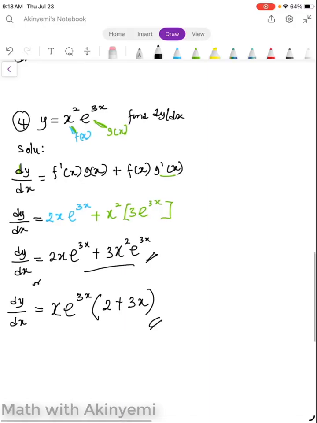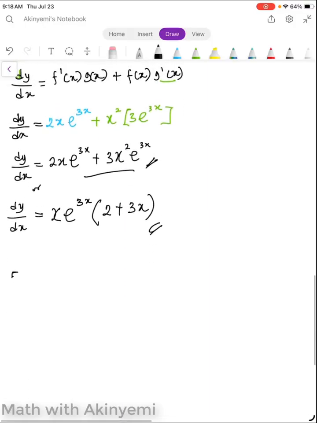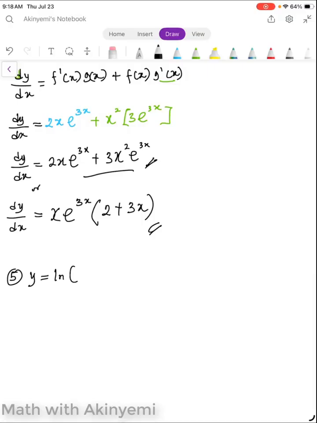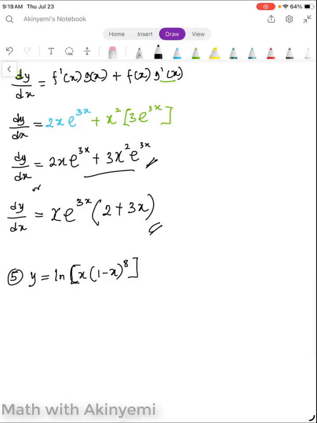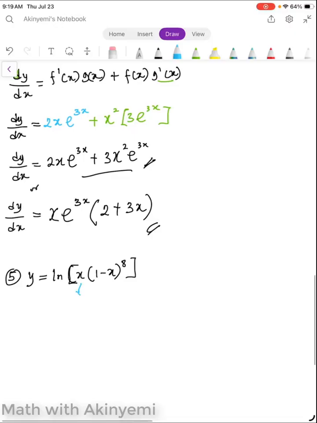And another one, let's do the log problem, question 5, the logarithm problem. So we have y equals the natural log of x into bracket 1 minus x raised to the power of 8. So we want to do this. Again, this is a combination of product rule and the natural log function. Let's say this is our f of x, this is our g of x. Very important to label.